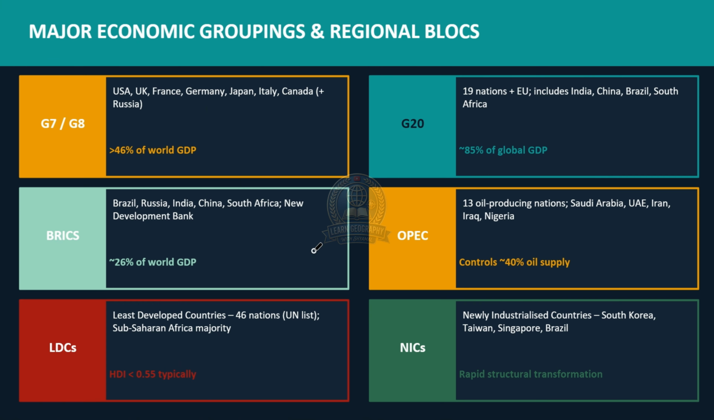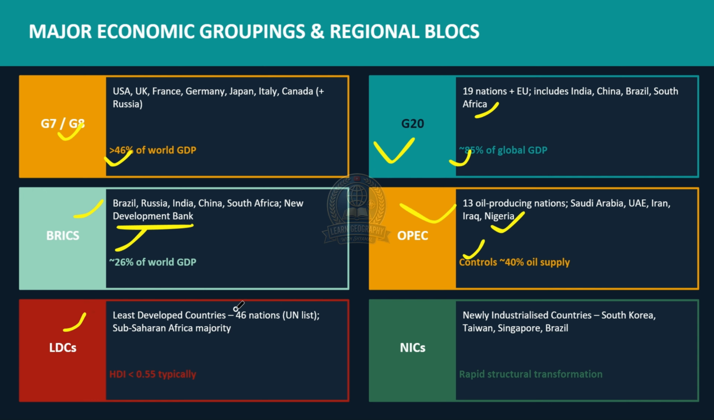Okay, major economic groupings and regional blocks. G7 and G8: USA, UK, France, Germany, Japan, Italy, Canada, and Russia, more than 46% of the world GDP. G20: 19 nations plus the European Union, includes India, China, Brazil, South Africa, more or less 85% of global GDP. BRICS: Brazil, Russia, India, China, South Africa, and the New Development Bank, more or less 26% of the world GDP. OPEC: 13 oil producing nations, Saudi Arabia, UAE, Iran, Iraq, Nigeria, controls more or less 40% of oil supply.